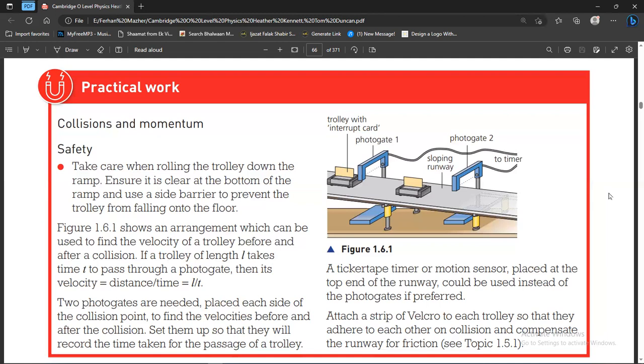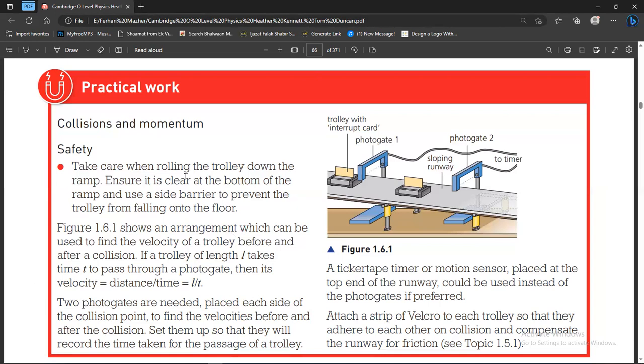A ticker tape timer or motion sensor placed at the top end of the runway could be used instead of the photo gate if preferred. Attach a strip of Velcro to each trolley so that they adhere to each other on collision, and compensate the runway for friction.